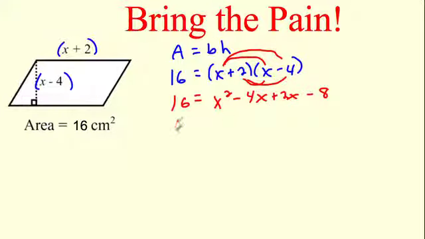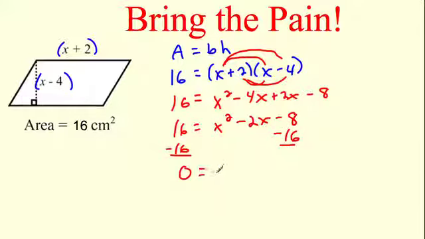Now what can I do? I can combine like terms here. So add your x's together. I've got minus 4x plus 2x is minus 2x. And now I'm ready to solve this. Well, how do you solve this? Well, it's a quadratic. I get this x squared here, so I want to set it equal to 0. So I'm going to subtract 16 from both sides. And now it says 0 equals x squared minus 2x. Negative 8 minus 16 more is minus 24.